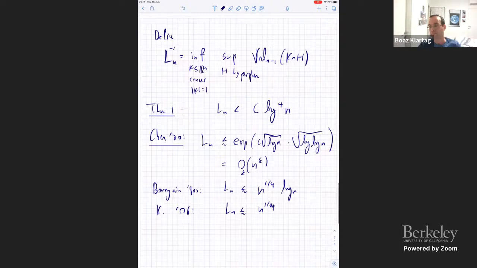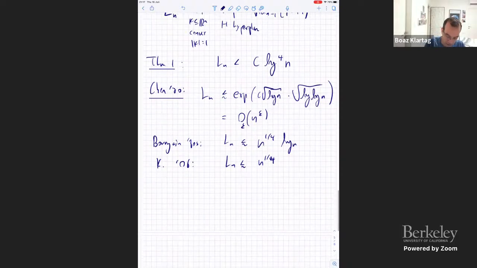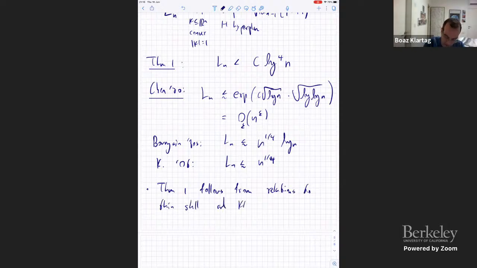Now, there is a hierarchy of open problems in spherical geometry, and slicing is not very high in the hierarchy, so there are harder problems. In fact, Theorem 1 follows from relations to thin shell and KLS. So let me explain what these two things are. Yes, please.